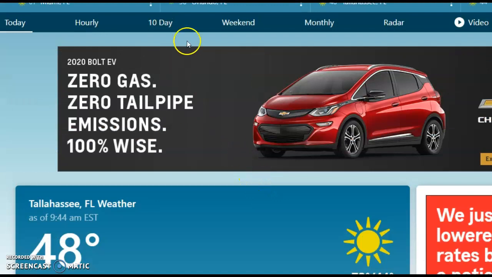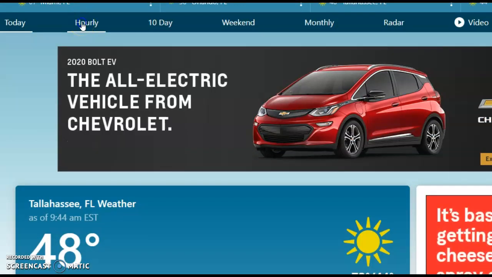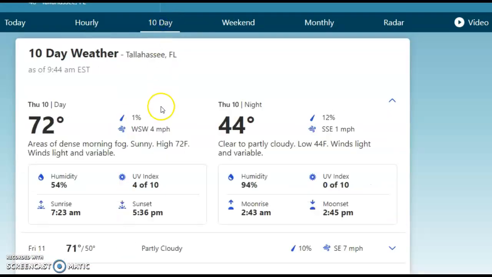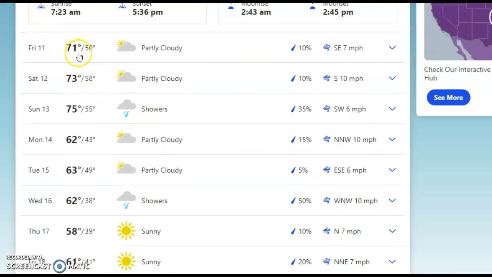And remember to find tomorrow's. I can click on hourly. Oh, sorry, not hourly, 10-day. Scroll down to find tomorrow, and the high is 71.